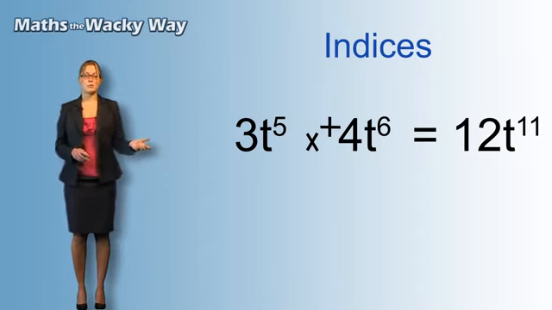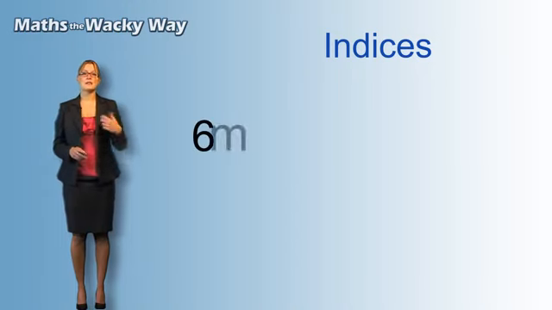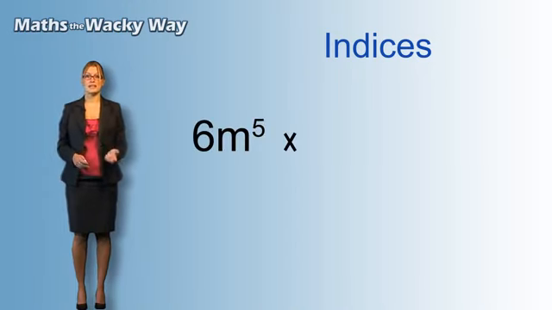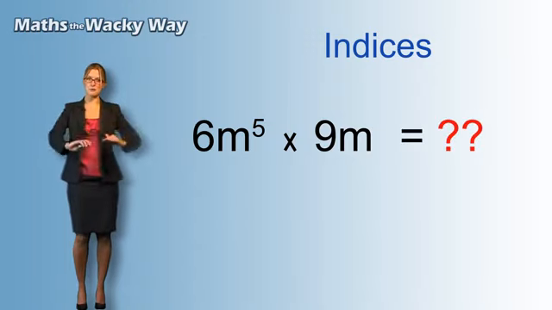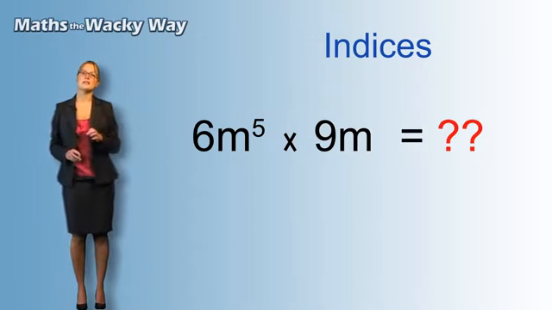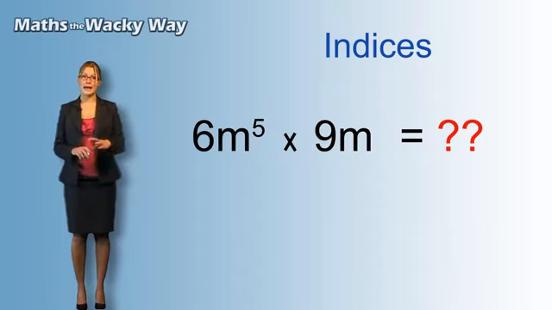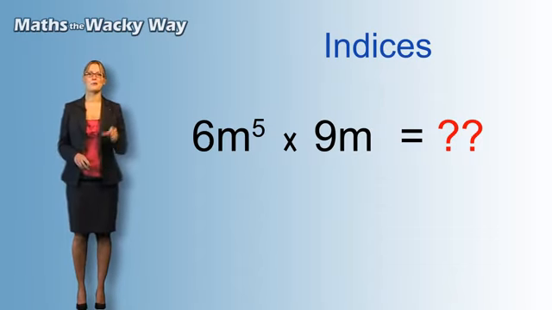So the next example we have is 6m to the power of 5 times 9m. Now we've got the same issue here in that we've got two levels, but also m is on its own. And as we've seen already, an m on its own is m to the power of 1. So 6 times 9 is 54.